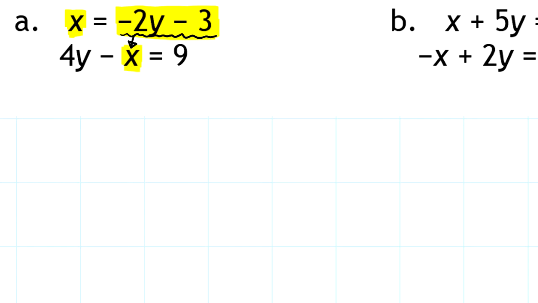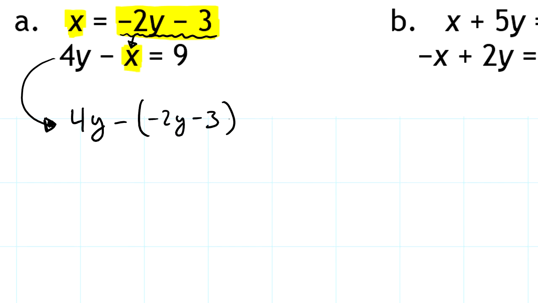So what we're doing here is rewriting the second equation, right? I've got 4 times y, but then I'm going to have the opposite of, now in parentheses, I'm placing this negative 2y minus 3. All of that is equivalent to x. And then on the other side, that equals 9. So 4y and then minus x, and you can see these parentheses are everything that x is.